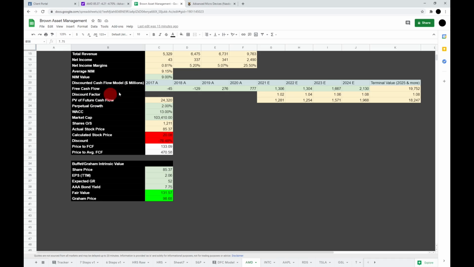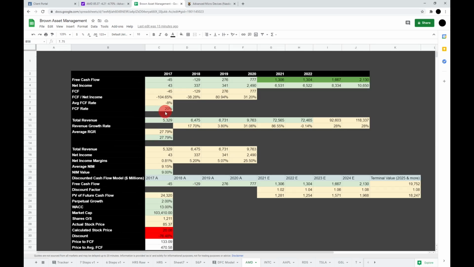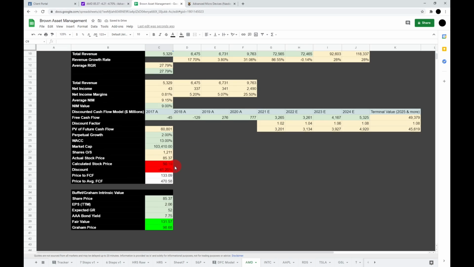If I go to my model here, using discounted free cash flow, I actually have AMD at a calculated stock price of $20 a share, which means it's 76% overvalued. I think this is just to do with the very high ratios of price to free cash flow. If I'm a bit more generous with some of the numbers and expect the free cash flow to increase quite dramatically in line with their more recent values rather than the previous where they were negative, even then I would only maybe get it to $50 a share. So in terms of discounted free cash flow, I don't think it's a buy.